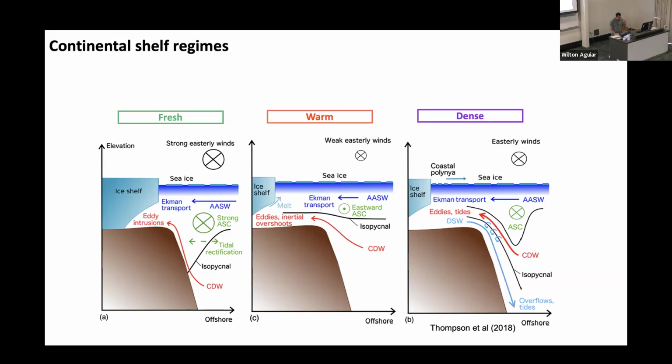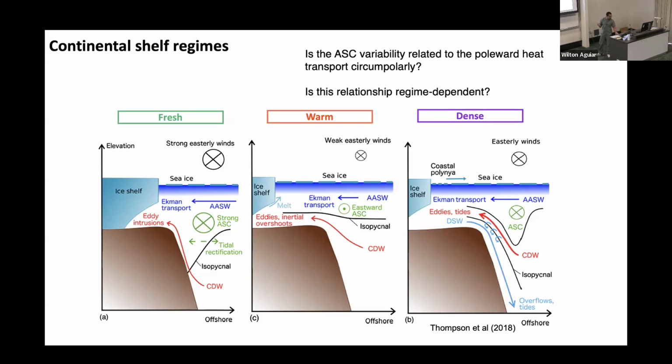Which then raises the question of whether that assumption of the circumpolar deep water responding to the slope current speed is actually valid circumpolarly, which is what we wanted to test in this study. And if there is a relationship with the type of isopycnal structure and the regime of the shelf, which is what we wanted to test in this study.